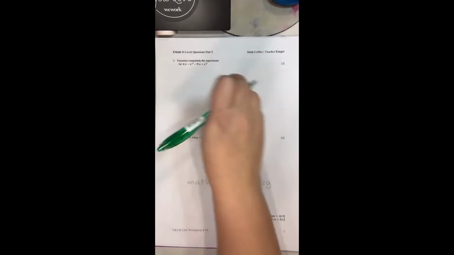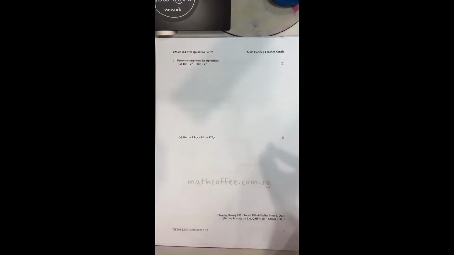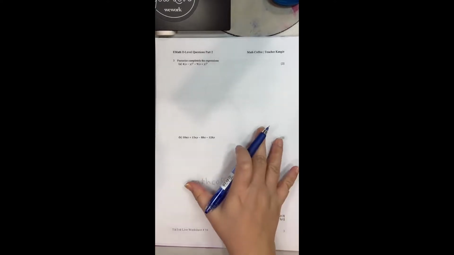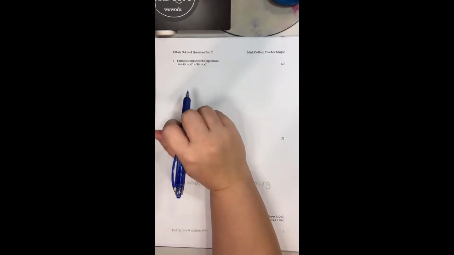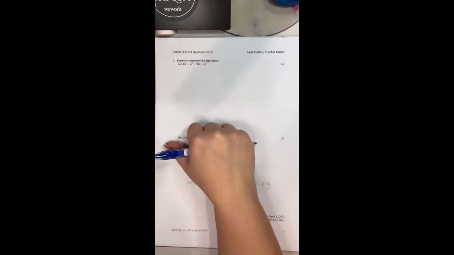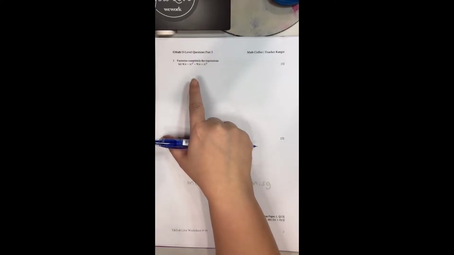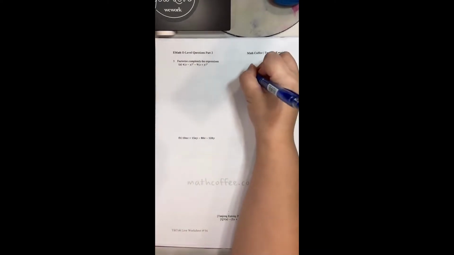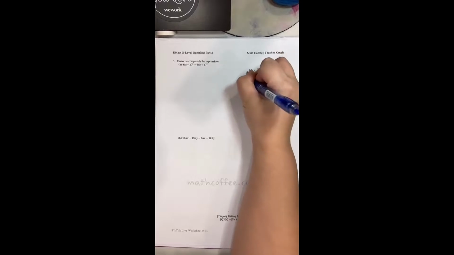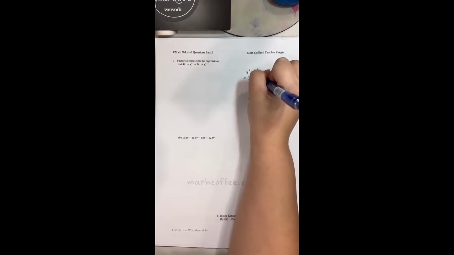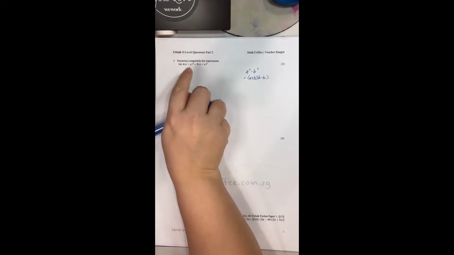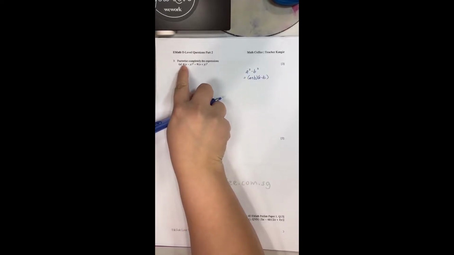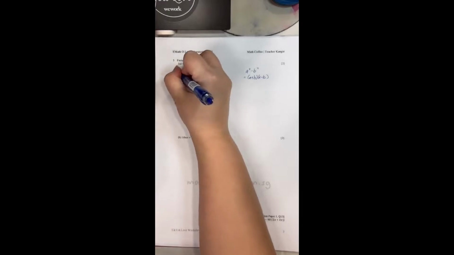Okay, now next, question number 3. Factorize completely the expression. So this one is a little bit tricky. Actually, this one is using a square minus b square is equal to a plus b times a minus b. Because this 4 is a perfect square, this 9 is a perfect square, so we have to rewrite.